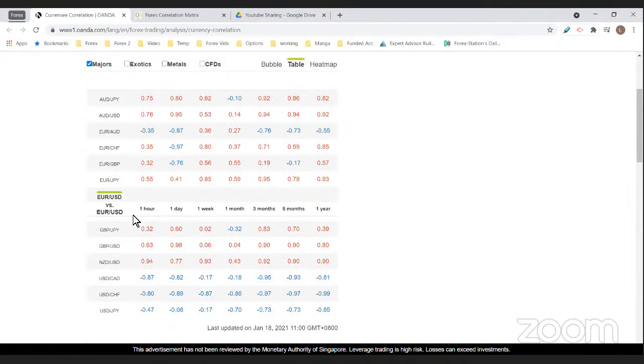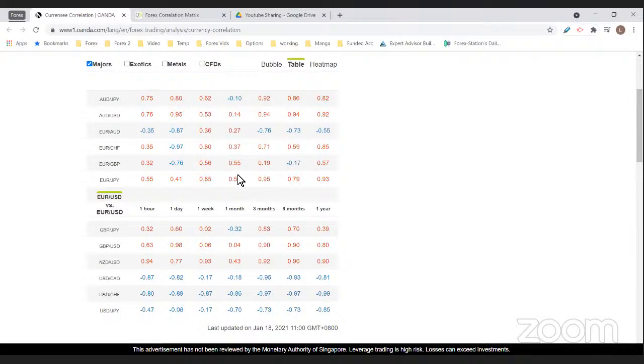So Euro dollar against Euro Aussie on a 1 hour time frame currently has a negative correlation. On the daily time frame, it has a negative correlation. On the weekly and monthly, it has a positive correlation, 0.36, 0.27. Against Euro Swiss, hourly positive, daily slightly negative. Actually, it's a lot negative. But on the weekly, monthly, 3 months, 6 months, 1 year, overall, it is still positively correlated. Euro dollar against Euro pound, Euro yen, you can see that it is mostly positively correlated.